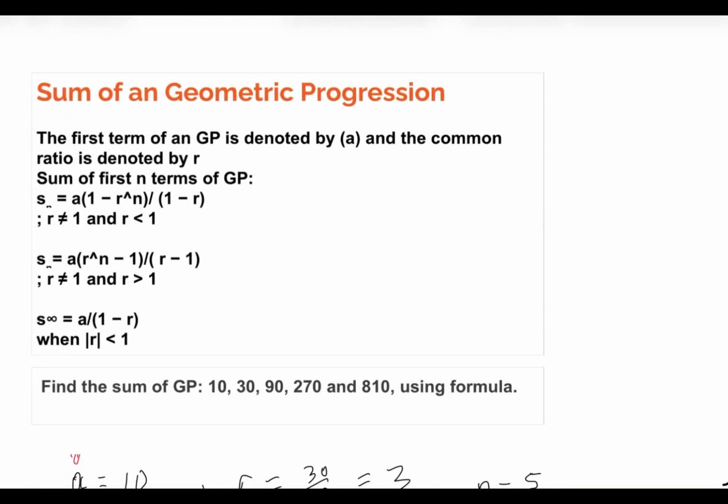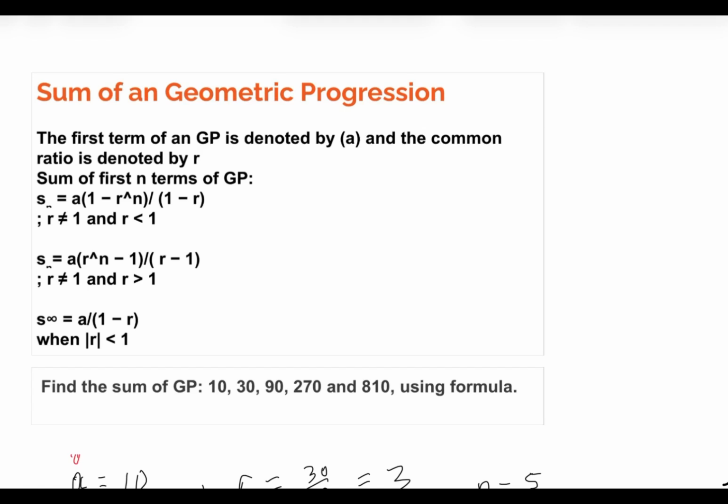Sum of a geometric progression. The first term of a GP is denoted by a and the common ratio is denoted by r. The sum of the first n terms of the GP will be equal to S sub n is equal to a times (1 minus r raised to the n) all over 1 minus r. Here r is not equal to 1 and r is less than 1.